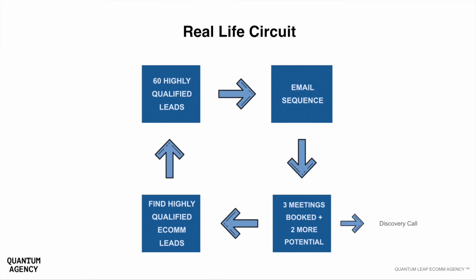And so I just wanted to show you, he used this and he got 3 meetings booked, guaranteed, and he had 2 more potential. Obviously they went onto a discovery call, and then you just go back through to finding highly qualified leads and repeat the process. Okay guys, that's a real life circuit. That's what you actually do. And as I said, this is what my students do in the program. This is what I do. And this is how we get our Ecomm leads, okay?